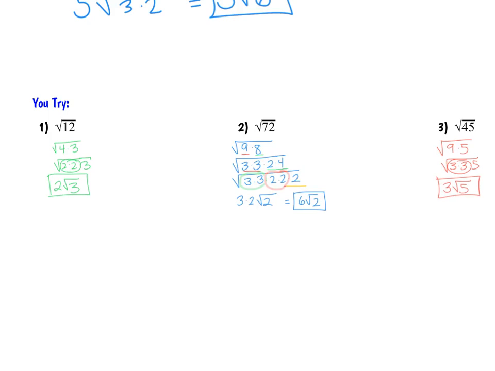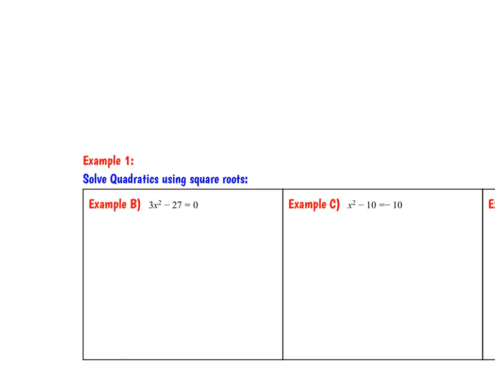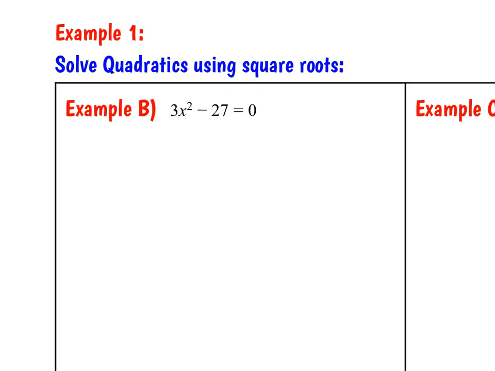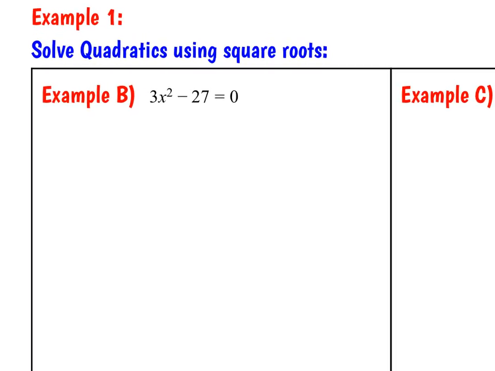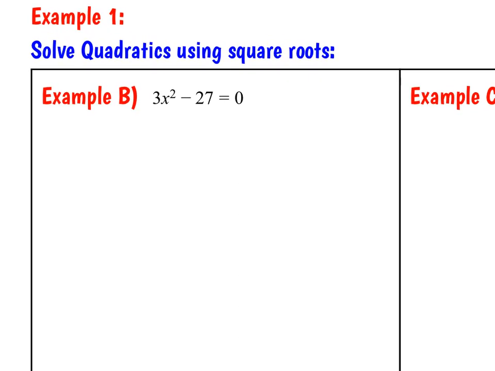So let's go ahead and try to now solve quadratics using square roots. We'll do a couple of examples. So we have 3x squared minus 27 equals 0. We're trying to isolate our x. We want to solve for x. So what we're really doing is we want to isolate our squared value.